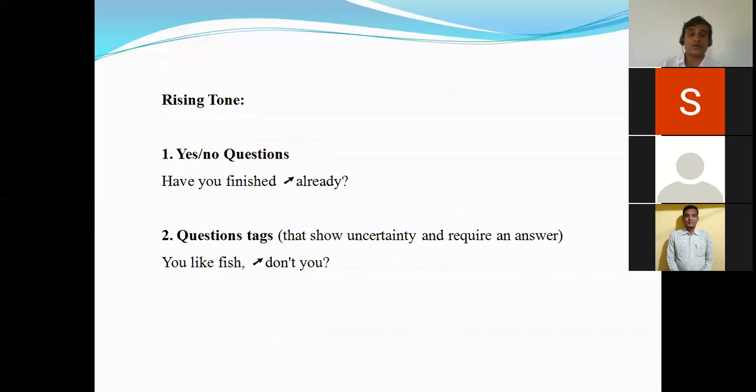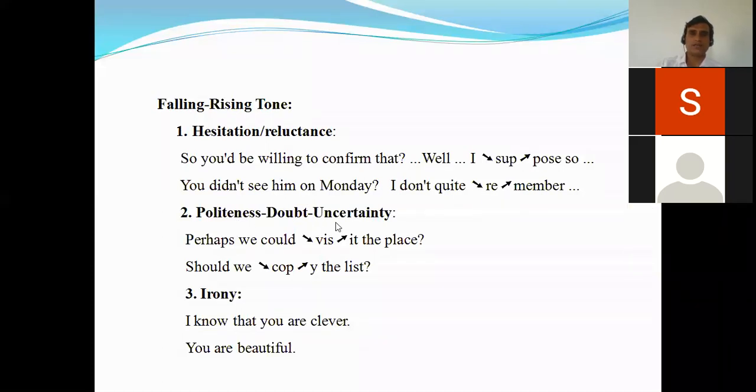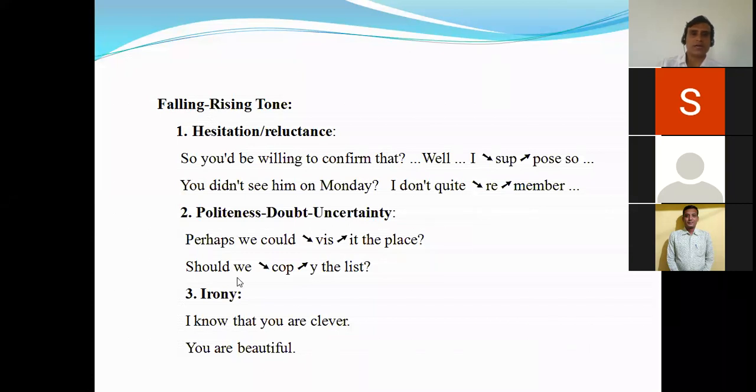In a rising tone, first, in yes-no type questions, that means verbal questions: Have you finished already? In question tags, which show uncertainty or doubt and require an answer: You like fish, don't you? In rising tone. The falling-rising tone indicates hesitation and reluctance, for example: So you'd be willing to confirm that? Well, I suppose so. You didn't see him on Monday. I don't quite remember. In polite requests or doubt and uncertainty, we use a falling-rising tone: Perhaps we could visit the place. Should we copy the list? And in irony and satire, we also use it: I know that you are clever, you are beautiful. So when satirizing someone, we use falling-rising tone. This is what we say related to intonation in English.